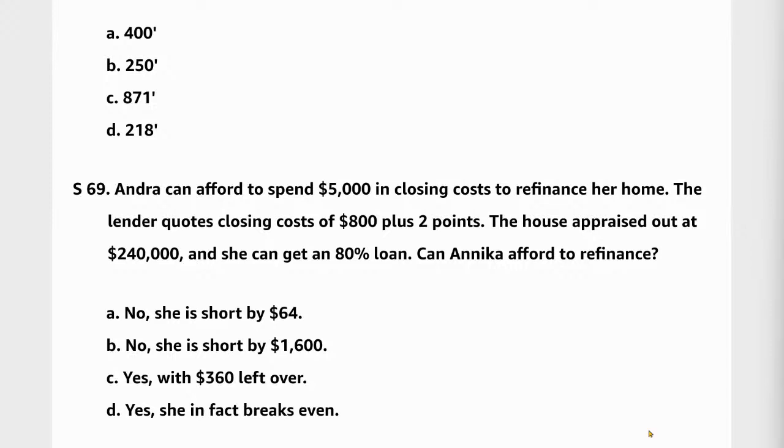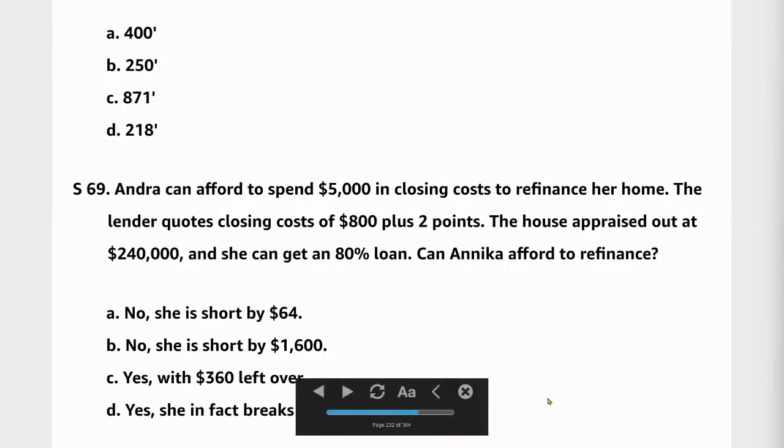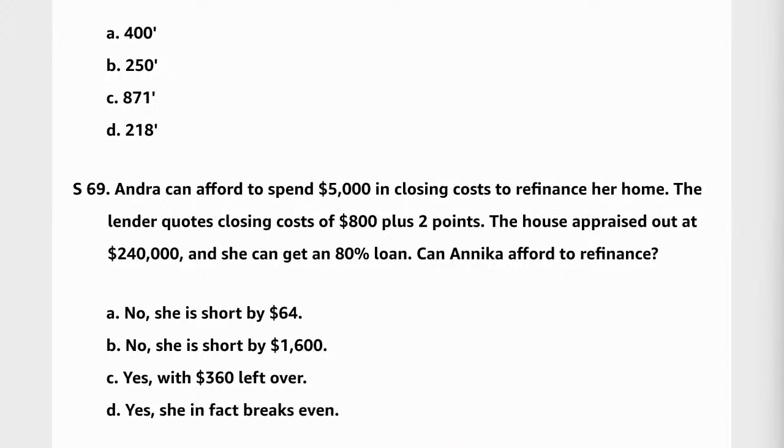All right. Number 69. Andra can afford to spend $5,000 in closing costs to refinance her home. The lender quotes closing costs of $800 plus 2 points. The house appraised at $240,000, and she gets an 80% loan. Can she afford to refinance?